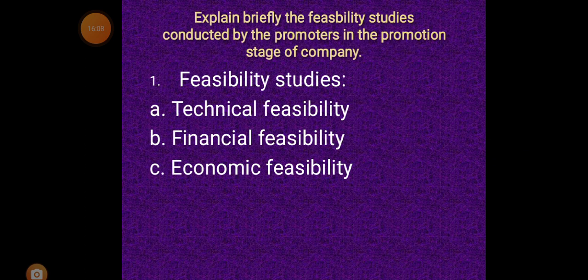Next question. Explain briefly the feasibility study conducted by the promoters in the promotion stage of a company. First, explain what feasibility study is. Give the meaning of feasibility study. Under that, the feasibility study has been classified into 3 categories. First one is technical feasibility. Second one is financial feasibility, and third one is economic feasibility. For this, if you need any explanation, do refer to the 8 marks video which we discussed in an earlier class.